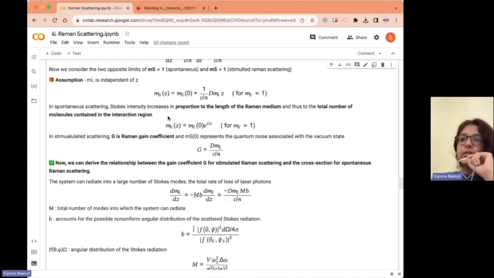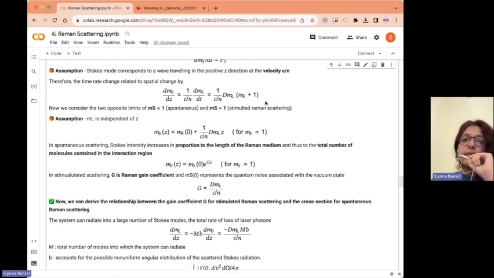So for the case of ms very less than 1, we can approximate the factor of ms plus 1 as 1 and then integrate on both sides with respect to z, and we get this formula as a result, which says that the Stokes intensity increases in proportion to the length of the Raman medium, which is the total molecules exposed in the interaction region because of the cross section area.